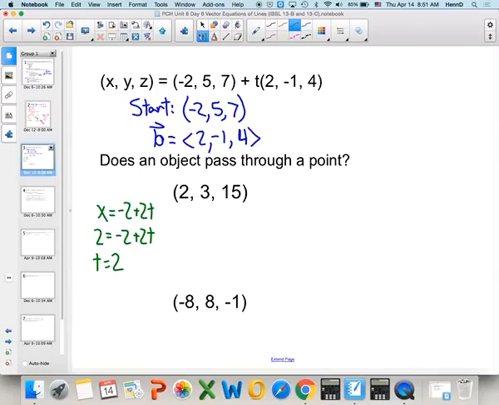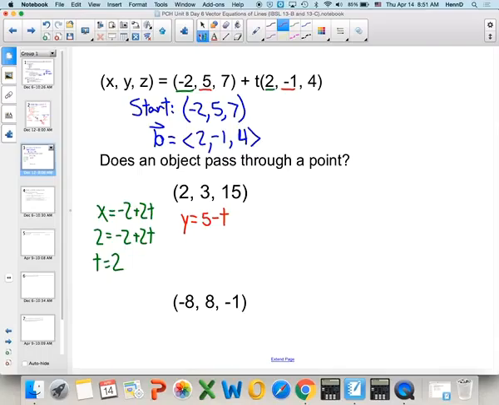Yeah. Liam? No, I don't understand why it's 2t. We're getting the parametric equation, -2 plus 2t. Oh, okay. For our y parametric equation, we would have 5, and then here's the -1 in the y direction, so 5 minus 1t. Okay?